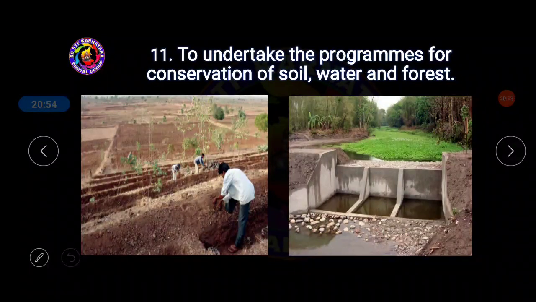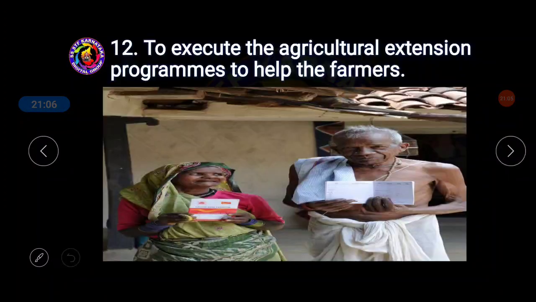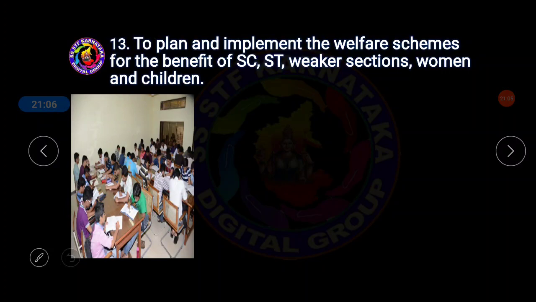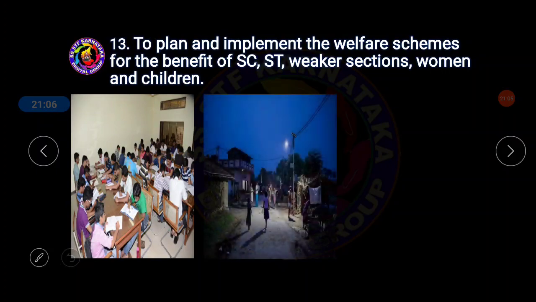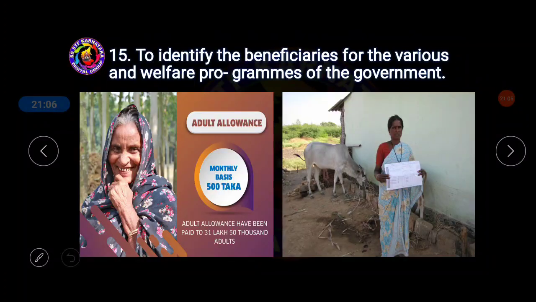Already we know that because of pollution and so many natural calamities, the soil is getting polluted, waters are also getting polluted, and deforestation is taking place. These can be stopped and improved with the help of only one system, that is local self-government. Next one, to plan and implement welfare schemes for the benefit of SC, weaker sections, women and children. These benefits are given to the common people, especially these sections: small children, SC, and OBC, other backward classes.